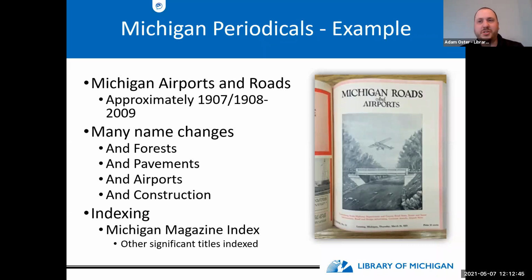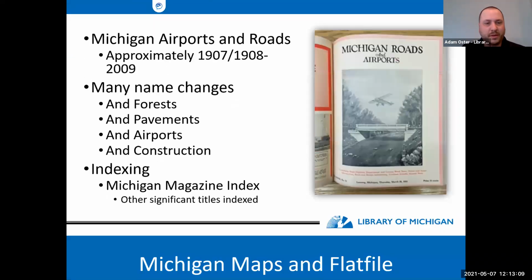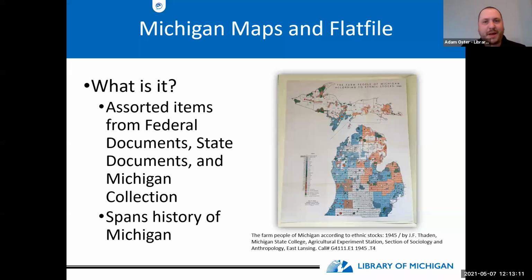Knowing all these different periodicals that were produced by private and public company agencies, you can find lots of different things that relate to family history in them. And we also have what's called the Michigan Magazine Index to try and find them based on different titles and subjects. So that adds an added tool when you're trying to search for them.